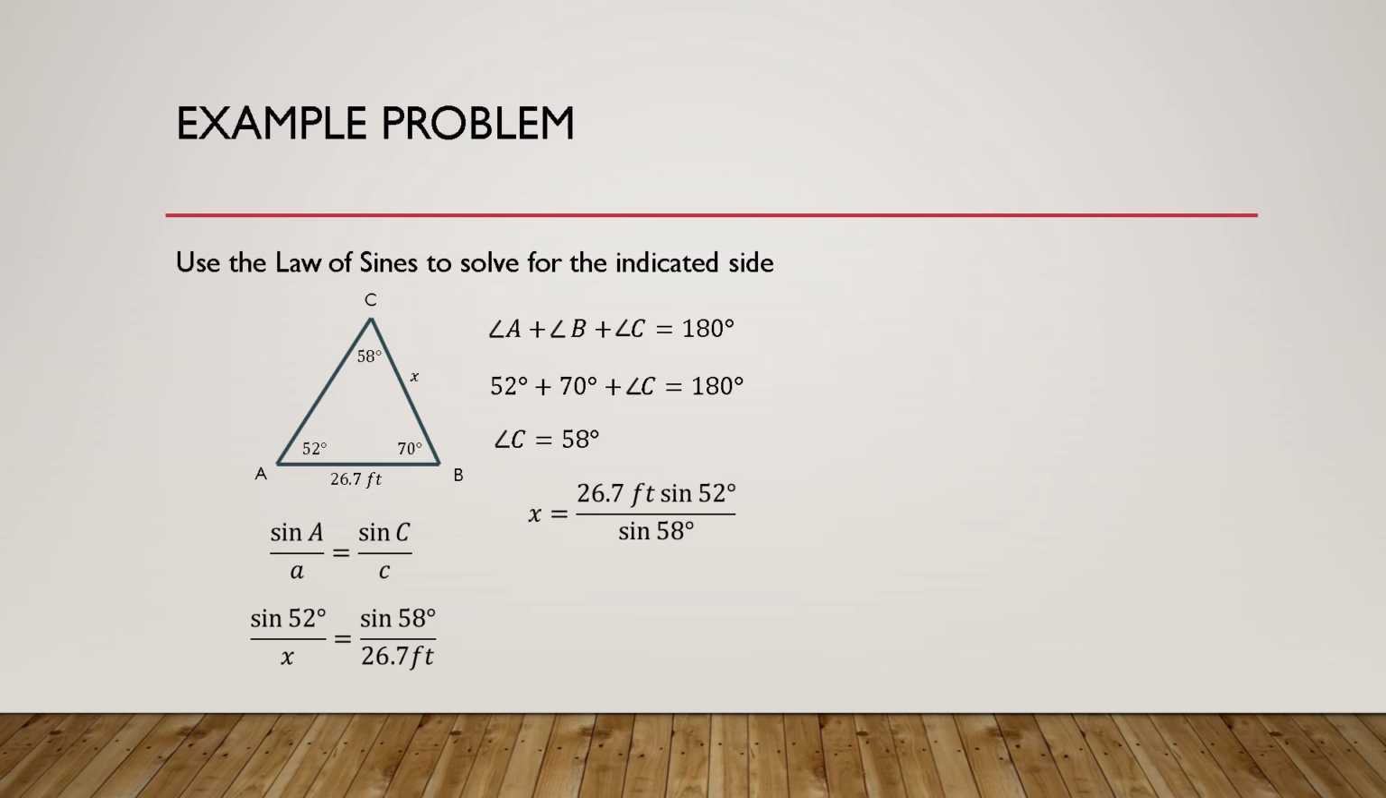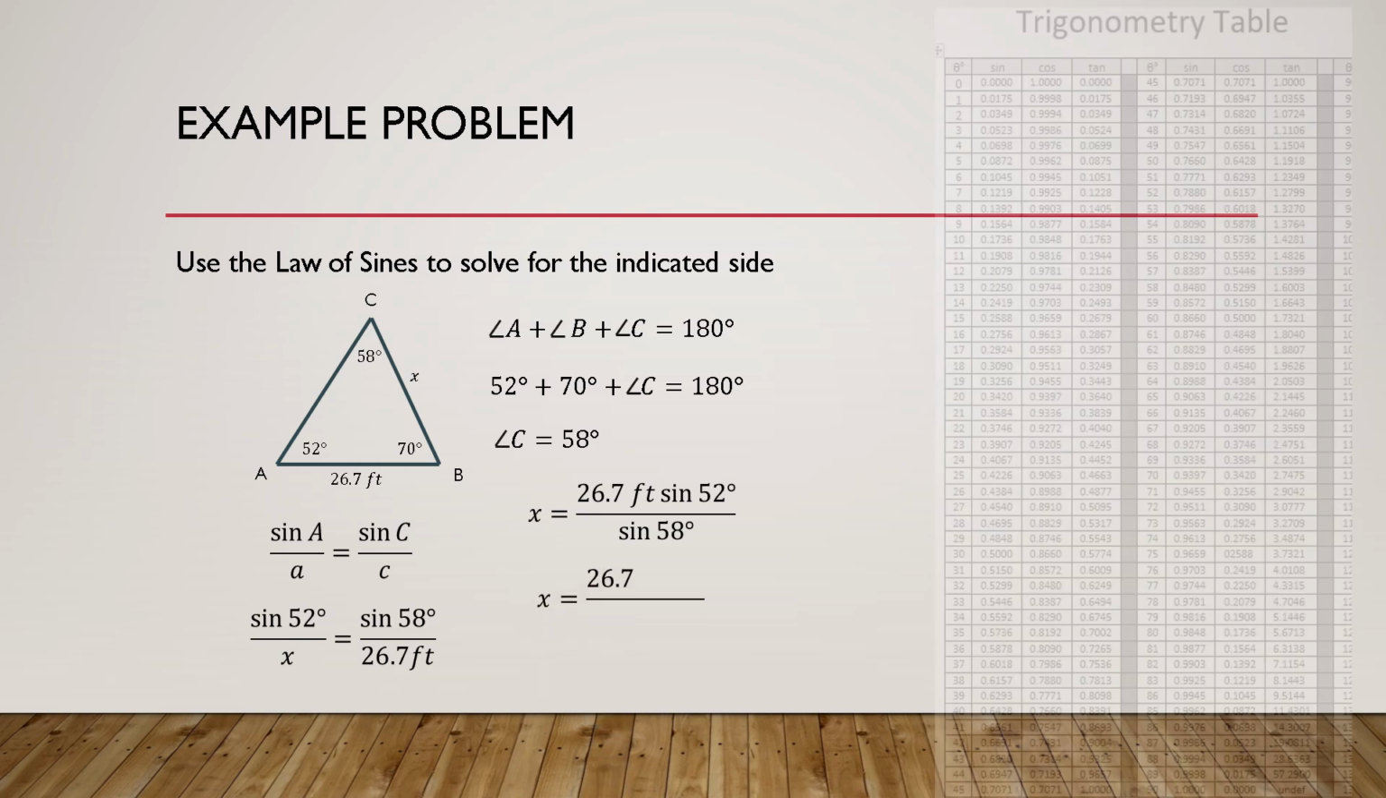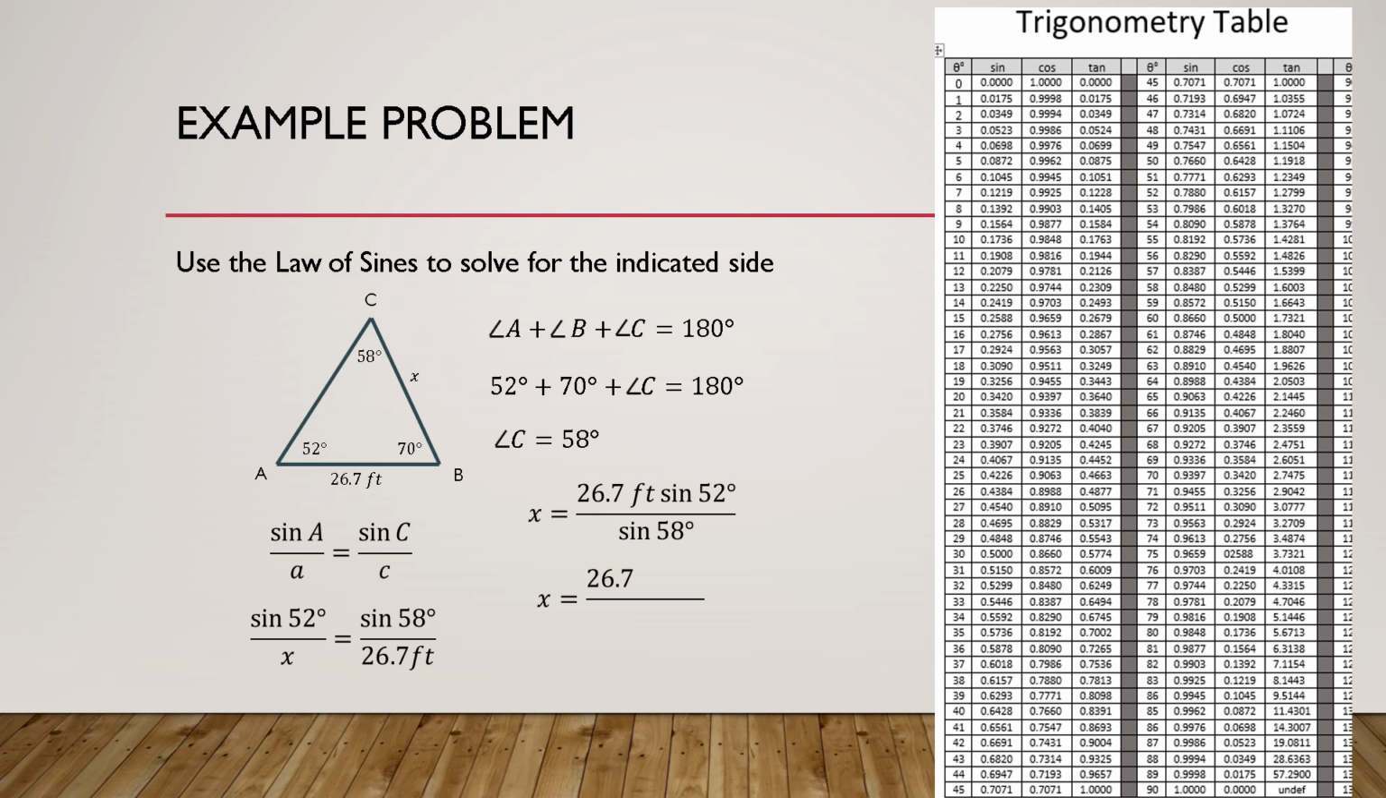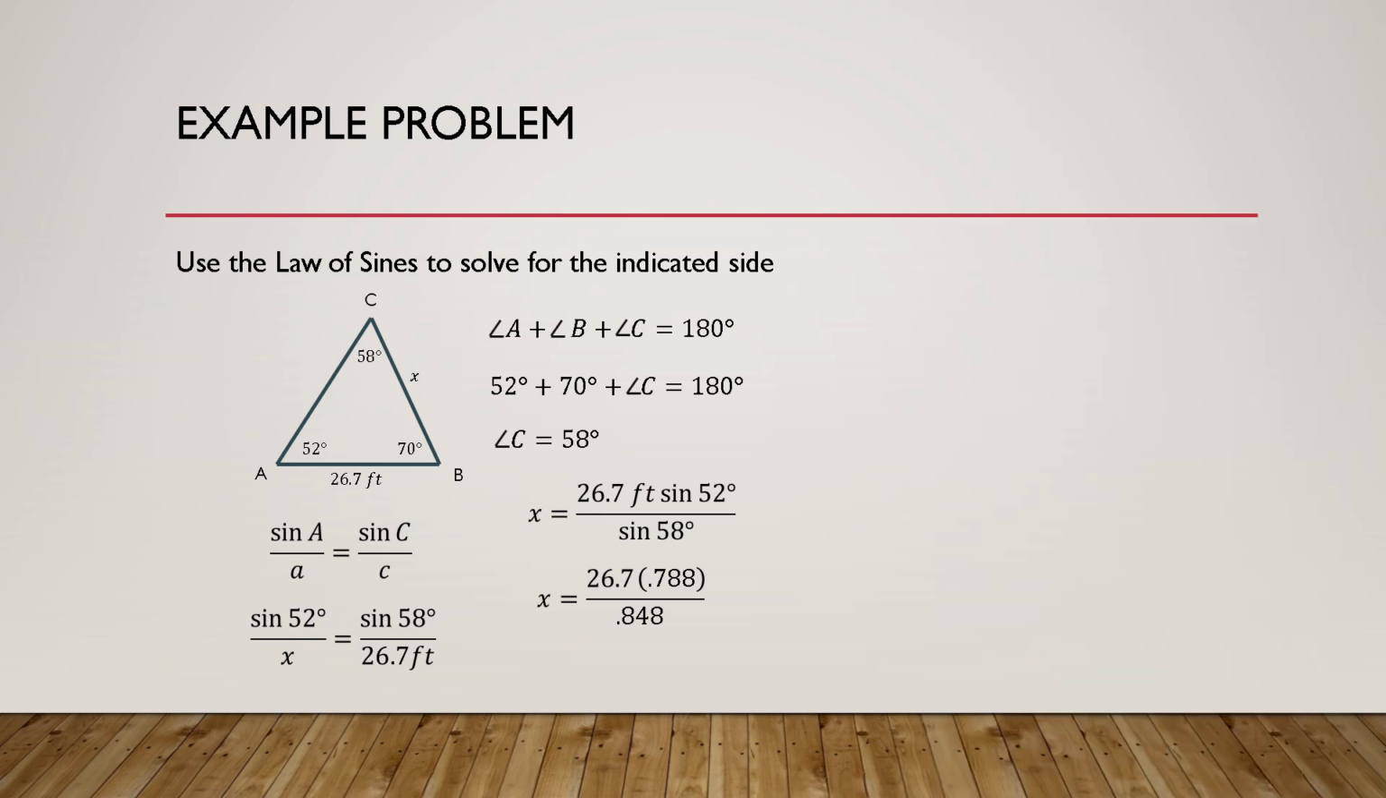These angles do not appear in the unit circle, so we can go to our trigonometric tables to get a decimal approximation. Sine 52 degrees is equal to 0.788, and sine 58 degrees is equal to 0.848. Completing the arithmetic, we arrive at side x is equal to approximately 24.8 feet.